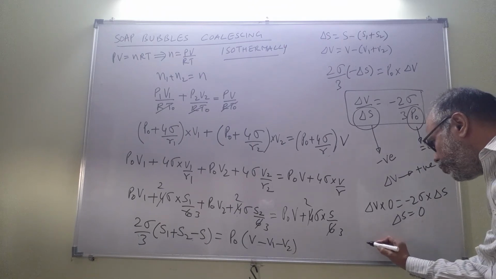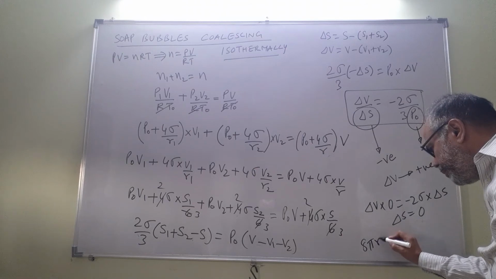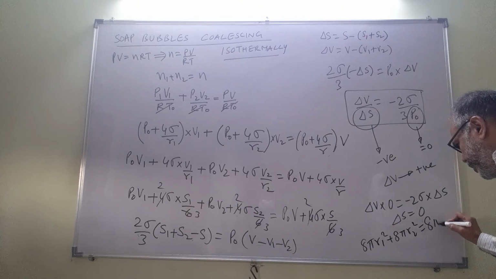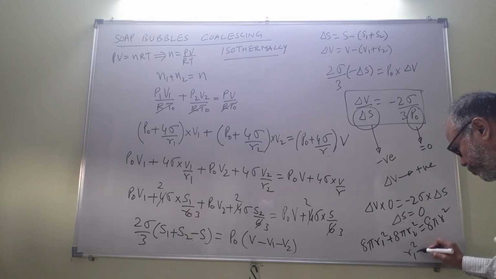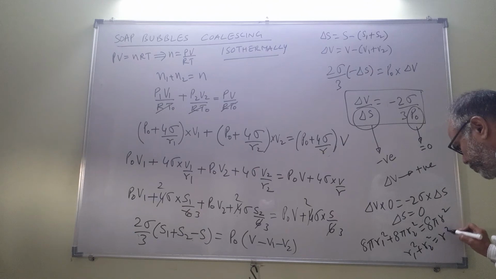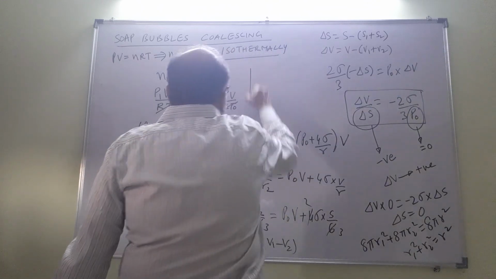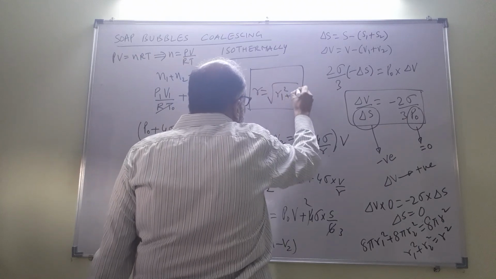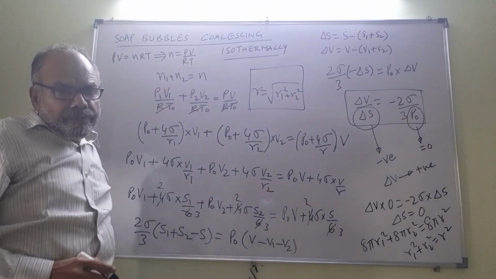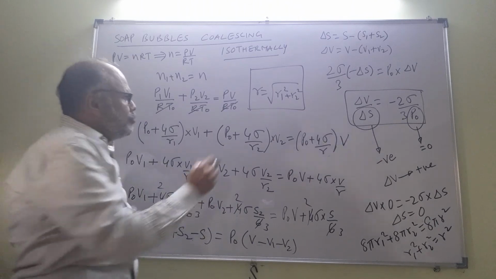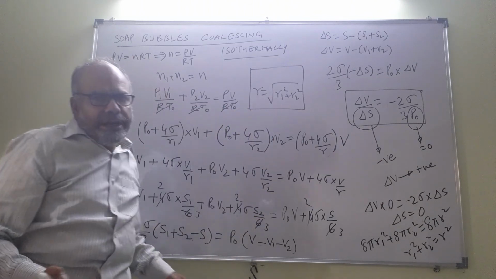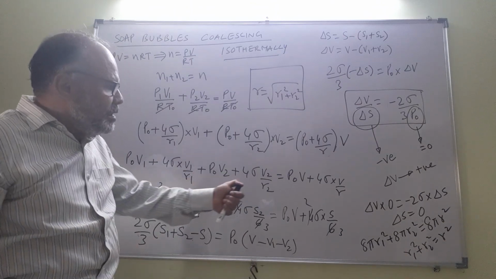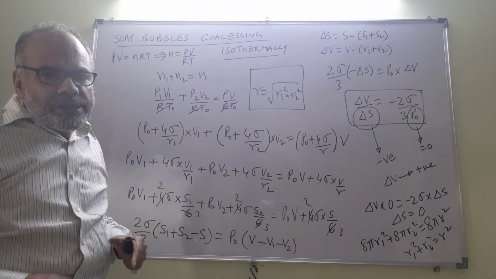Now delta S is 0, I can say 8 pi r1 squared plus 8 pi r2 squared is equal to 8 pi r squared, or r1 squared plus r2 squared is equal to r squared, or r will be equal to root of r1 squared plus r2 squared. That will be the resultant radius. So again you see r is not r1 plus r2. So the radius is just not conserved. But here the surface area is conserved if the bubbles coalesce in vacuum.